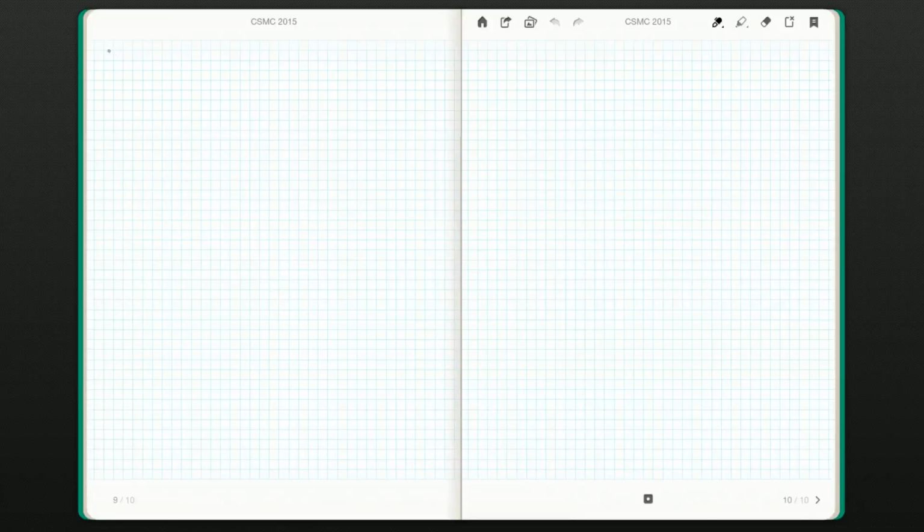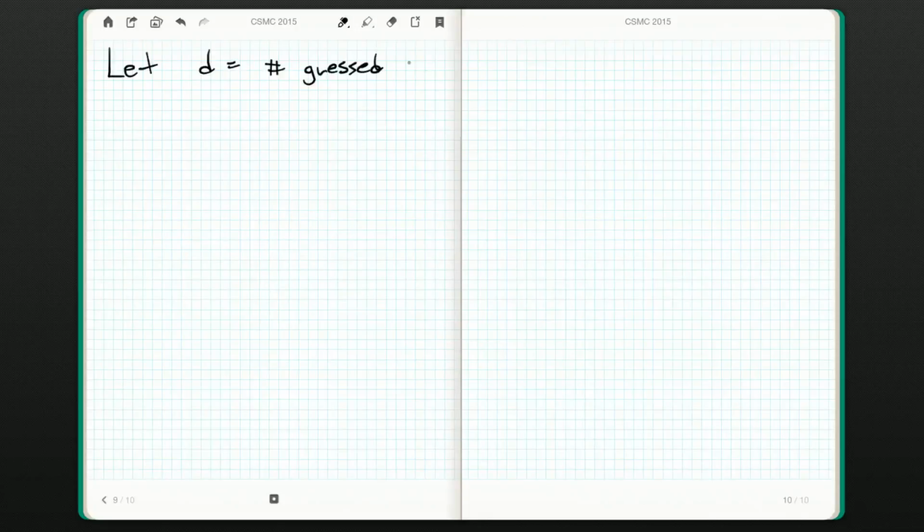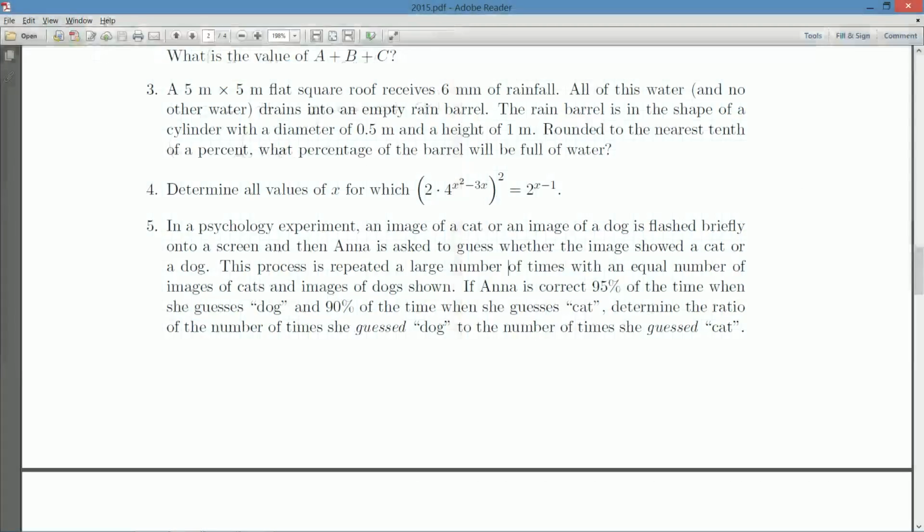So, let d be the number of times she guessed dog. Not the number of times she saw a dog, not the number of times she saw a dog and was correct, although we are given information like that. So we want guessed cat. So we want, never forget, we want D to C. We want that ratio. D to C, right? We've got to double check that. Determine the ratio, the number of times she guessed dog to the number of times she guessed cat.